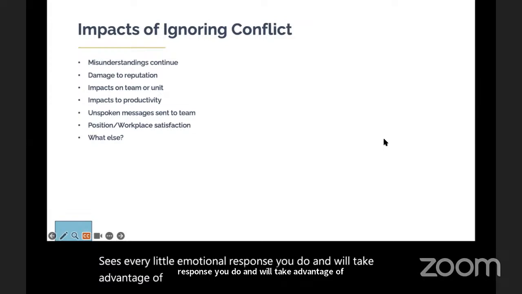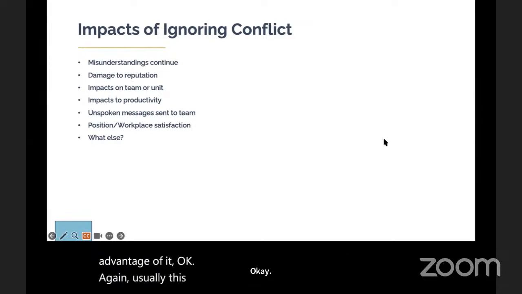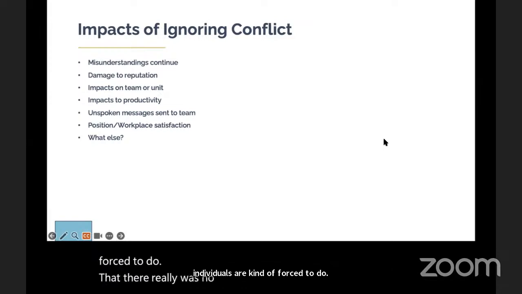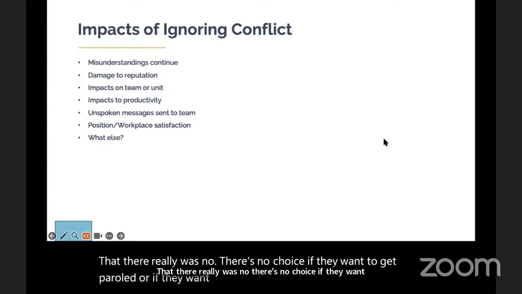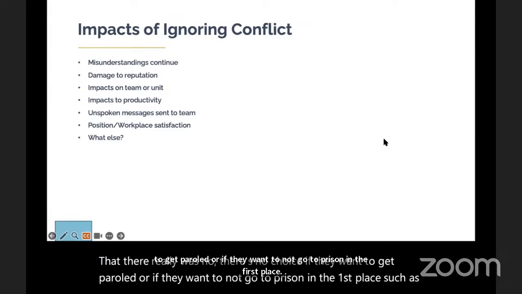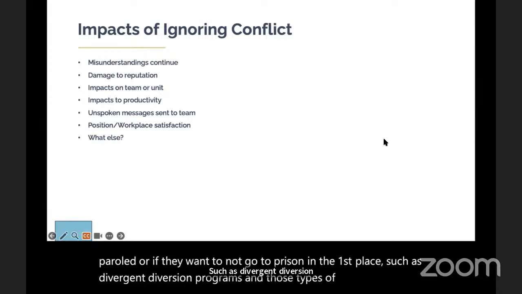Okay. Again, usually this occurs within groups that individuals are kind of forced to attend, where there really is no choice if they want to get paroled or if they want to not go to prison in the first place, such as diversion programs and those types of things. And so that's something to keep in mind.